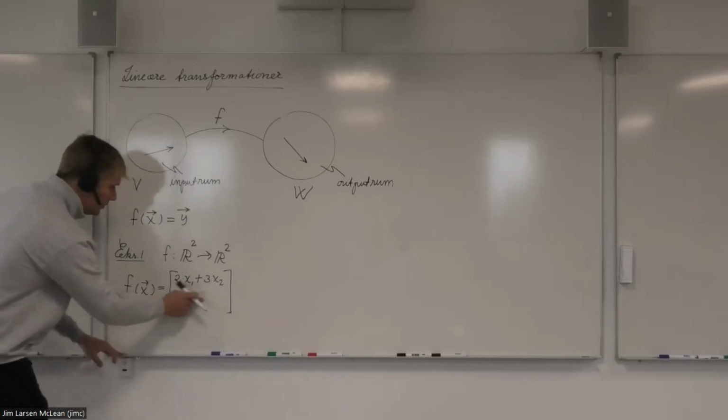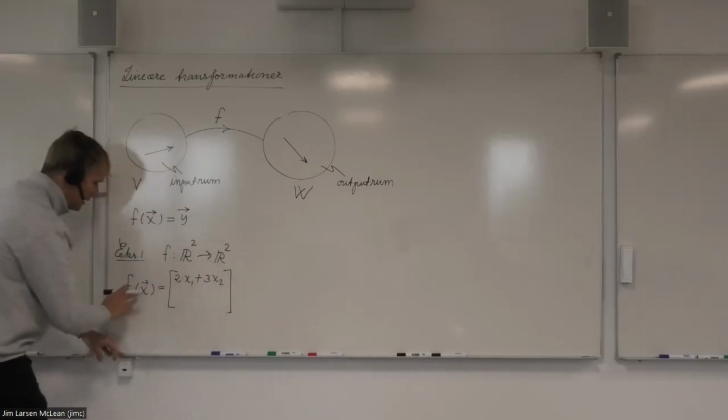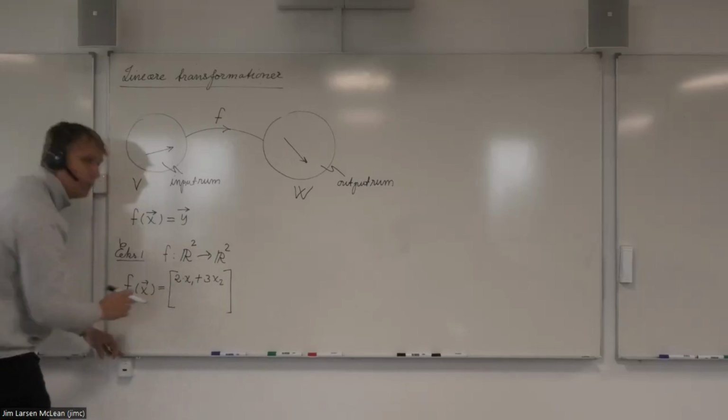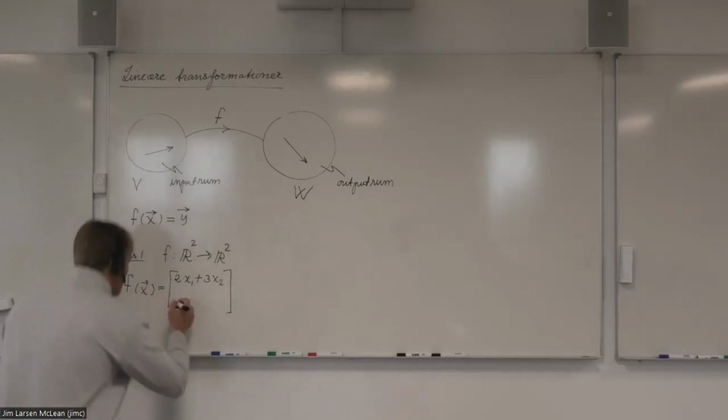So down here there should also be something that forms the first coordinate of the output vector. And there should be something here that forms my second coordinate of the output vector.